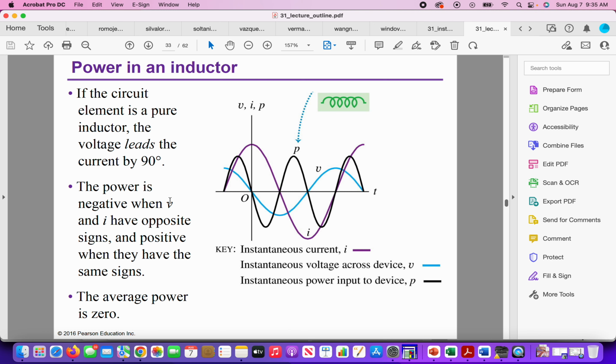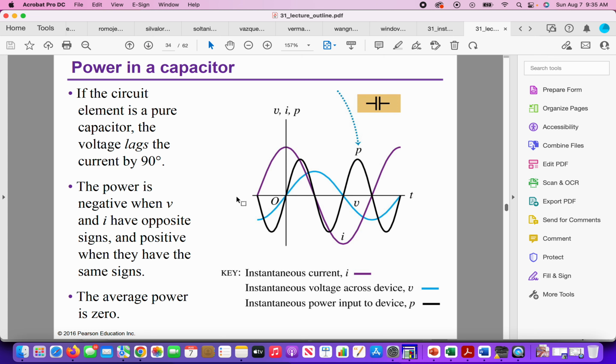For the inductor, if the circuit element is a pure inductor, then the voltage leads the current by 90 degrees, and the power is negative when V and I have opposite signs, and positive when they have the same sign. The average power here is 0 because it is sometimes negative, sometimes positive.